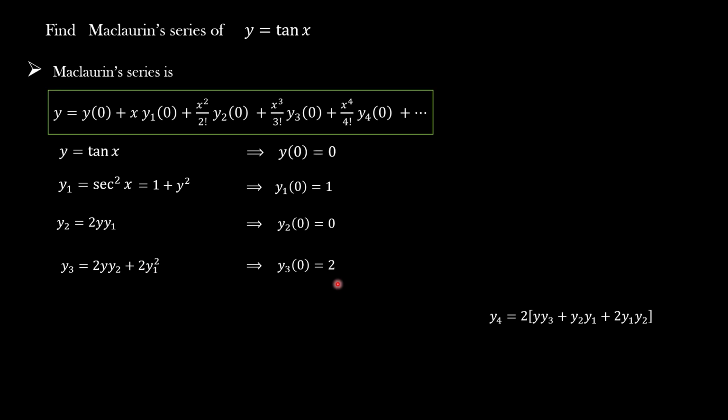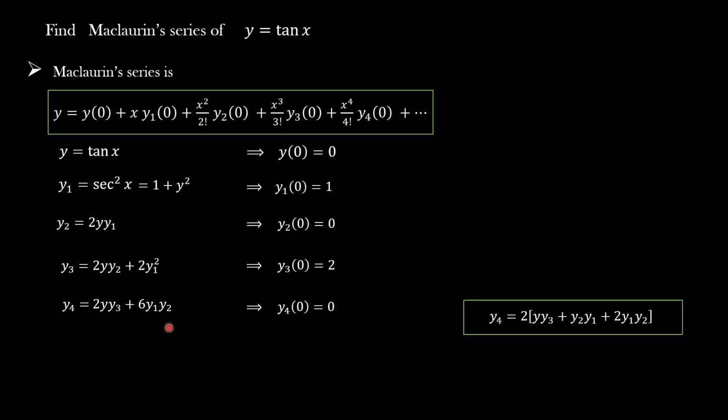y4 is equal to 2 into y into derivative of y2 is y3 plus y2 into derivative of y is y1 plus derivative of y1 square is 2 into y1 into y2. Therefore, y4 is equal to 2 y y3 plus 6 times y1 into y2. Therefore, y4 of 0 is equal to 0.